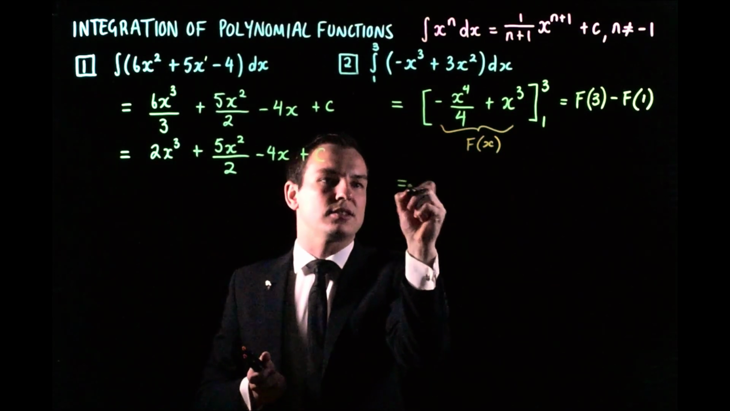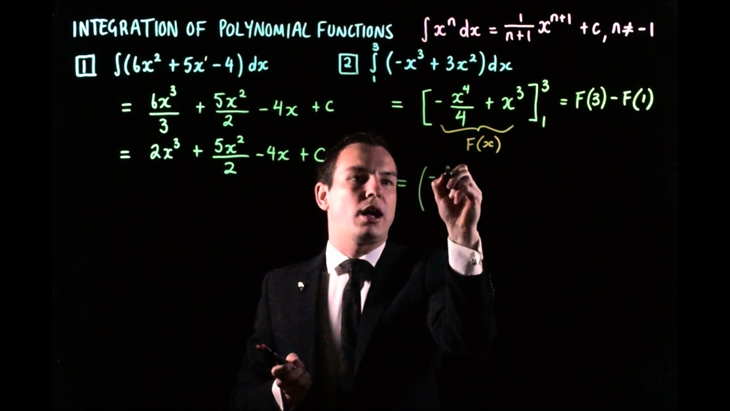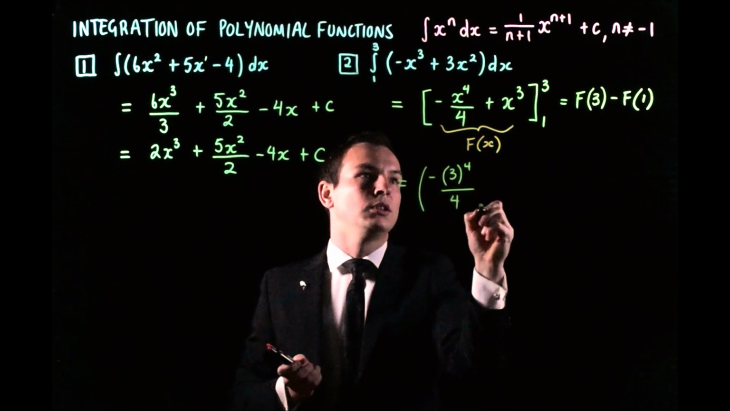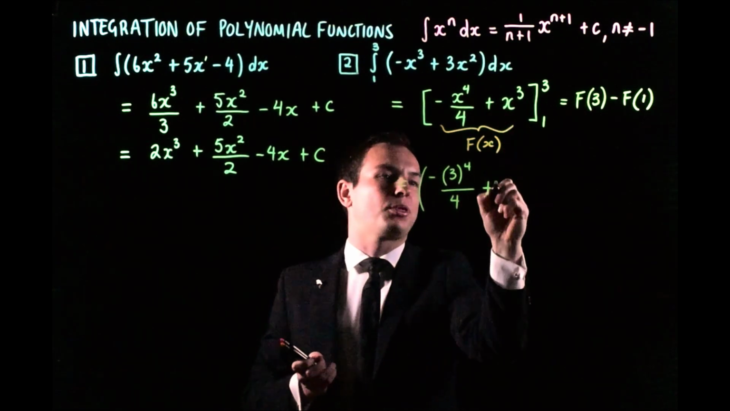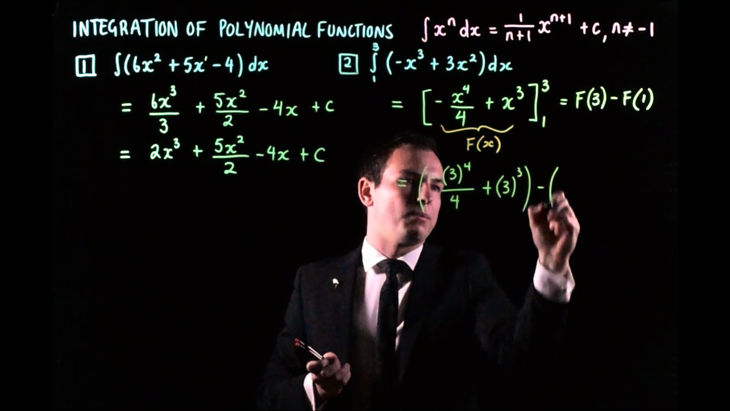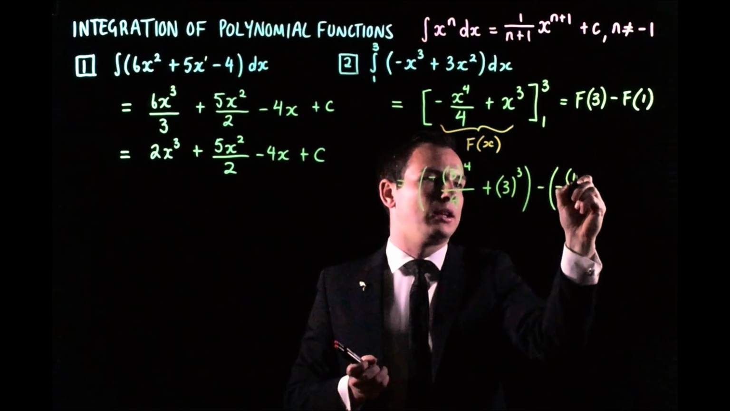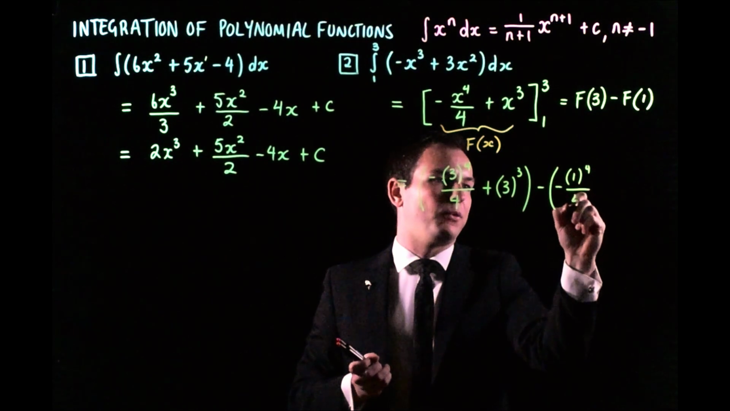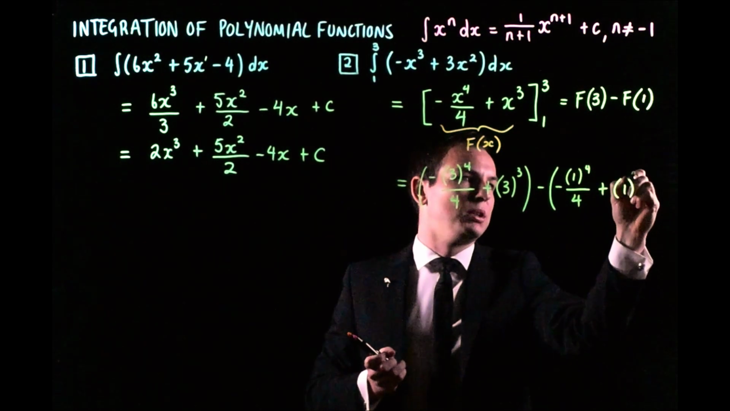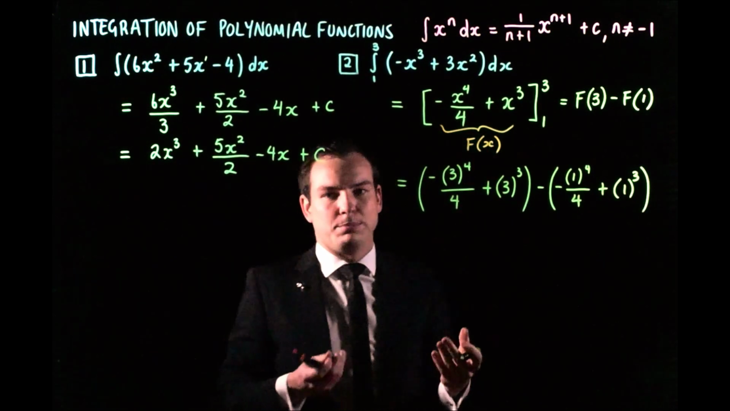So when we do that, this is going to equal, substituting 3 in, minus 3 to the power of 4, all divided by 4, plus 3 to the power of 3. And then we subtract away from that 1 substituted into the antiderivative, which is going to be minus 1 to the power of 4 divided by 4, and then we're still going to have plus 1 cubed inside that bracket. And now our job is just to simplify that.